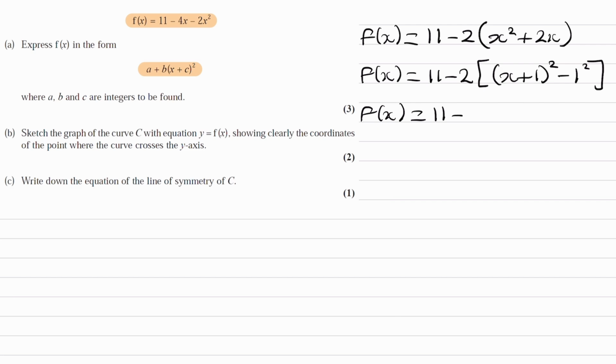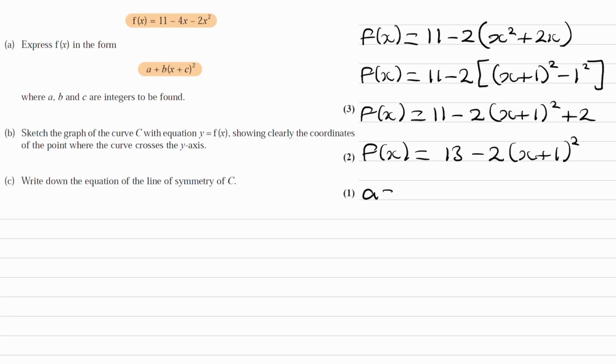Then we can expand this out. So 2 lots of x plus 1 squared, and then minus 2 times, this will become minus 1. Minus 2 times minus 1 will become plus 2. And f of x is then 13 minus 2 lots of x plus 1 squared. So that's the form that we wanted it in. And then we can see from this that a is 13, b is minus 2, and c is 1.